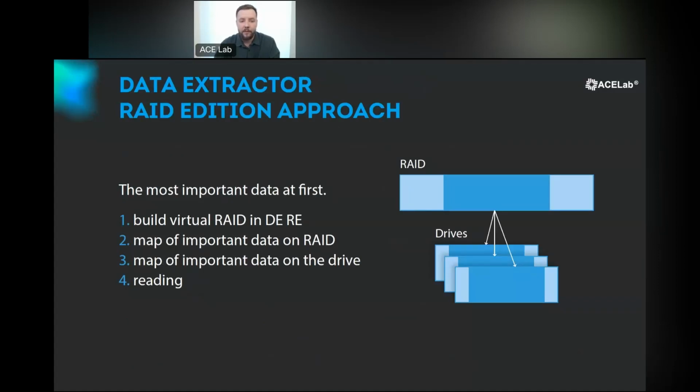Using the software, what can you do? What are the steps? You need to build a virtual RAID array in Data Extractor. Then you need to make a map of important data. What does it mean? To select sectors that contain important data. Then you can translate these sectors from the RAID to the damaged drive and read only these sectors from the drive. When this process is finished, you will be able to save important data from the RAID.